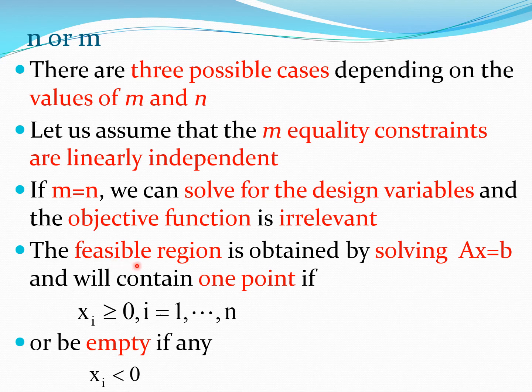Now, in case this happens, the feasible region is obtained by solving the equation Ax = b, and it will contain one point if the xi's are all greater than or equal to 0, or it will be a null set or empty set if any of the xi are less than 0. So always remember that the design variables must be positive for an LP problem, or to put it more precisely, must be non-negative. We use the word non-negative because it can be 0, but it cannot be negative.